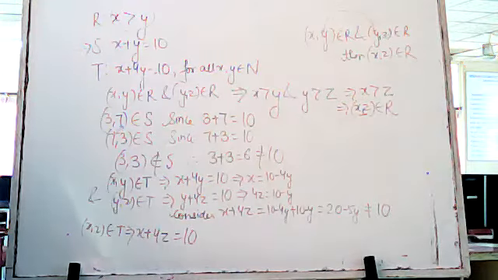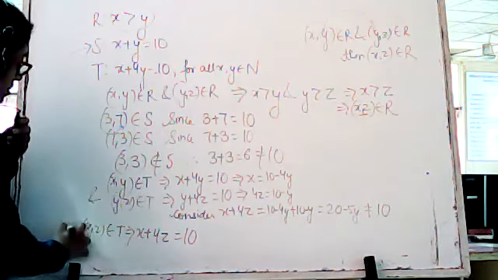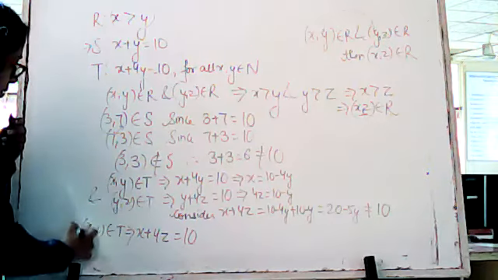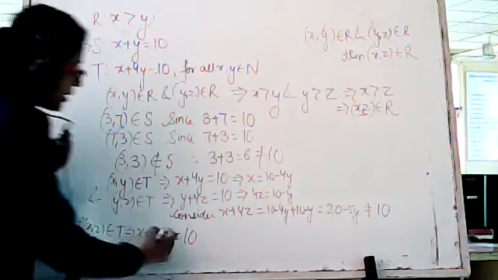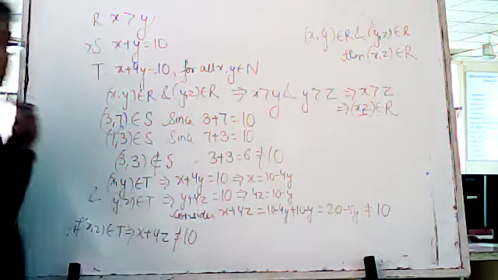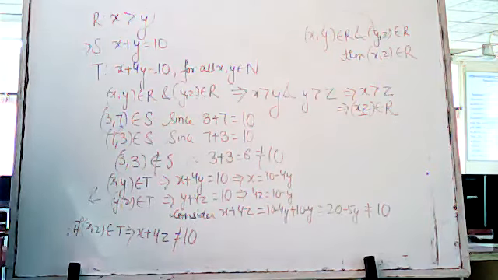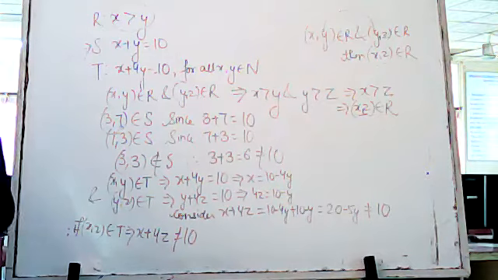So this condition does not hold. Therefore, if ordered pair (x, z) belongs to relation T, then x plus 4z is not equal to 10. Therefore, relation T is not transitive.